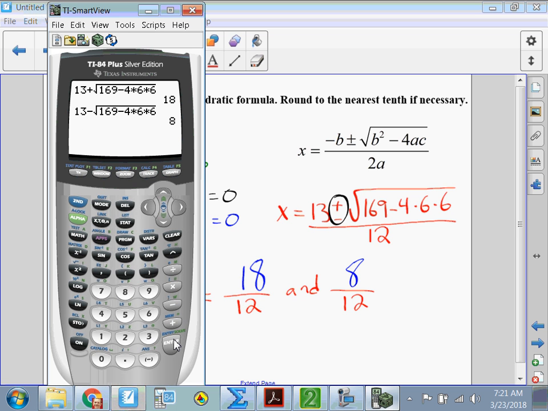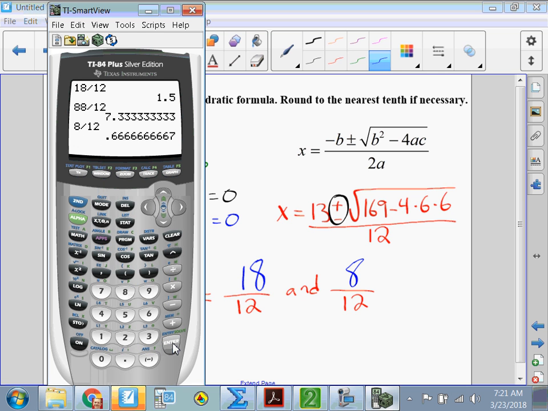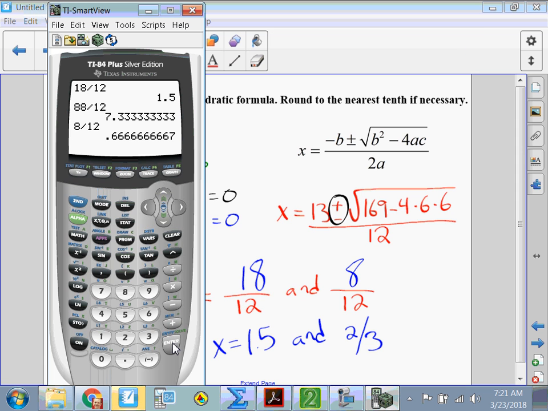Now I can simplify those fractions, but if you wanted to, you could type in 18 divided by 12 and get your 1.5. You could type in 8 divided by 12 and get... oh, I did 88. Let's try that again. 8 divided by 12. It's 0.67. So 18 over 12 was x equals 1.5, and 8 over 12 was 0.67, but the exact answer is 2/3. Some of your calculators will do that. Other calculators, you have to turn it into a fraction. And so 2/3 is my answer. So 1.5 and 2/3.